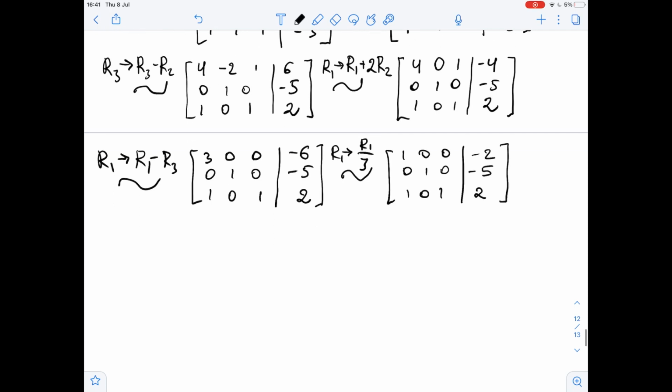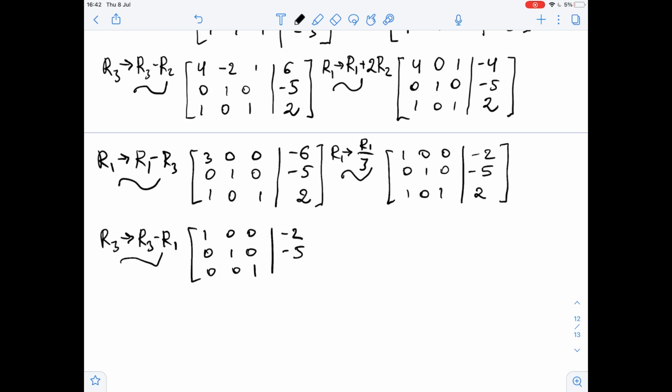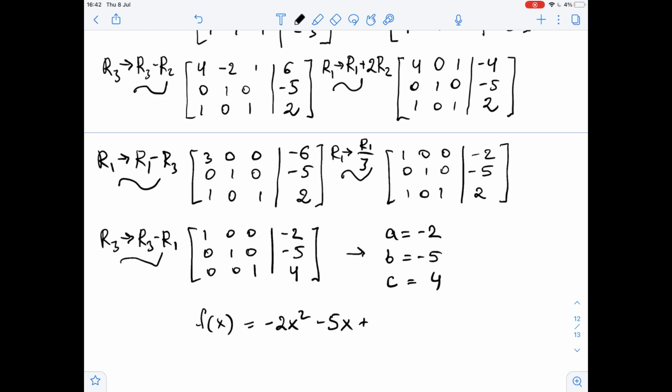And our last step is to subtract the first row from the third row. So row 3 becomes row 3 minus row 1. And we get 1, 0, 0, negative 2, 0, 1, 0, negative 5, 0, 0, 1, and 2 minus negative 2 is 4. So from this we understand that a equals negative 2, b equals negative 5, c equals 4. So f of x equals negative 2x squared minus 5x plus 4.